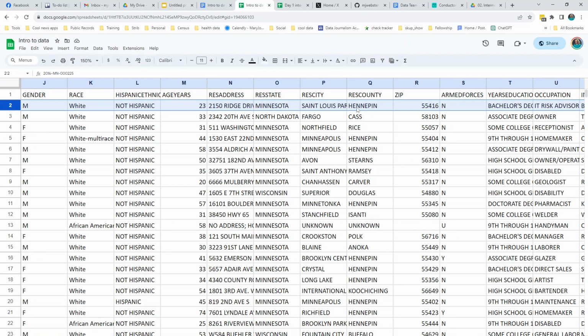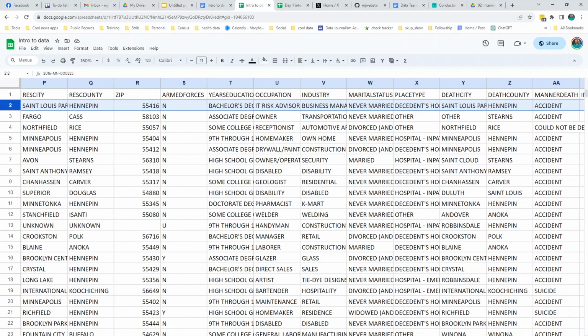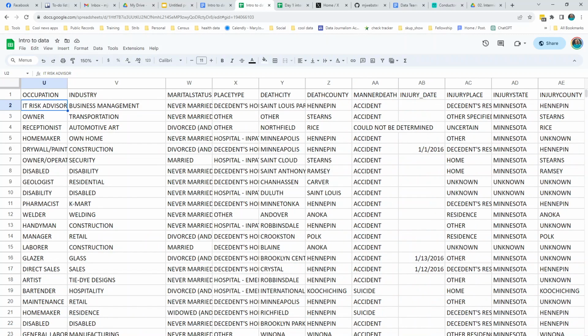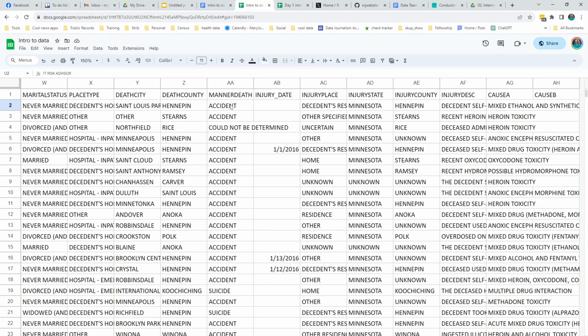We could see he lived in St. Louis Park. He had a bachelor's degree, worked in business management, IT risk advisor, never married. The death was ruled an accident. And then in here, there's some notes about mixing drugs, and it's listing some kinds of drugs.